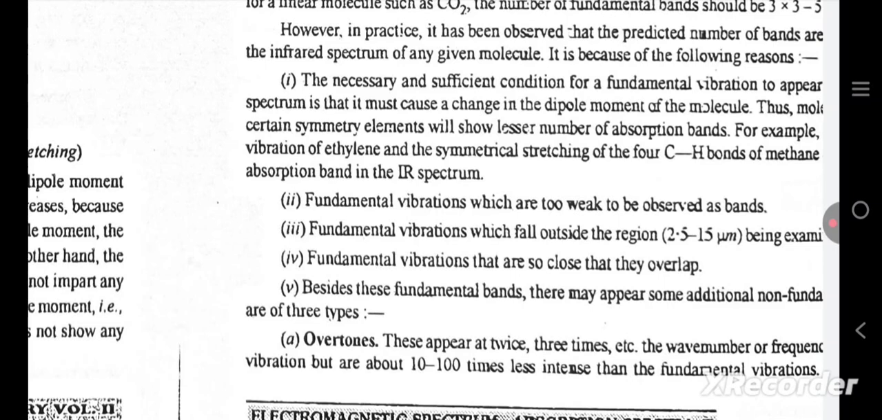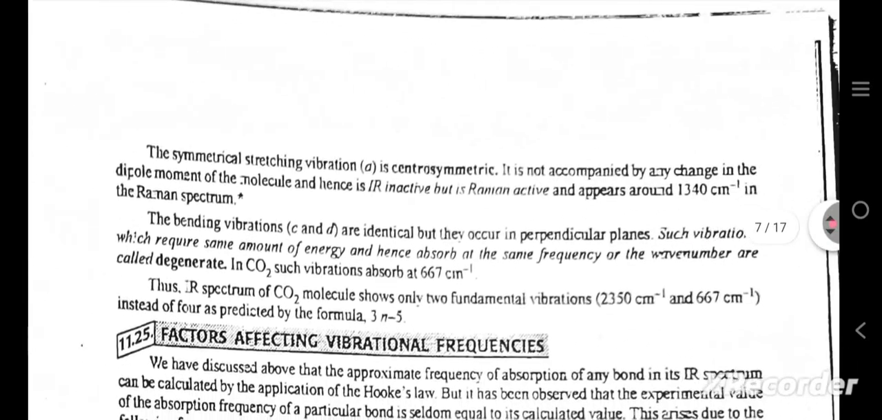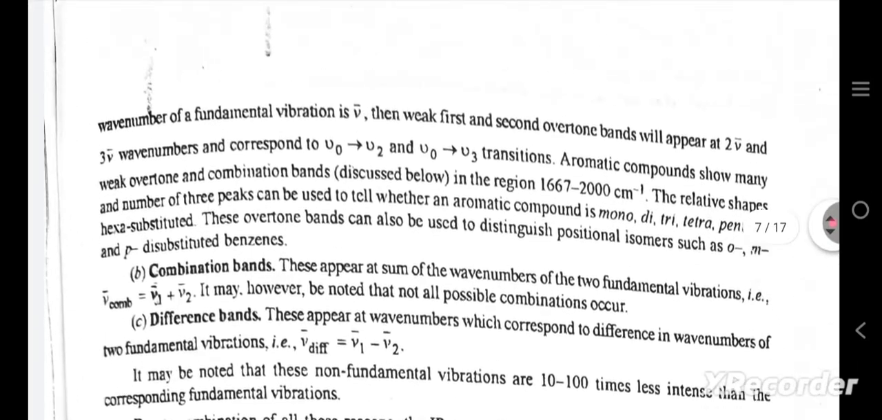Besides these fundamental bands, there may appear some additional non-fundamental bands, which are of three types. Overtones: these appear at twice, three times the wave number of the fundamental vibration but are about 10 to 100 times less intense than the fundamental vibrations. If v is the wave number of a fundamental vibration, then weak first and second overtone bands will appear at wave numbers 2v and 3v and correspond to forbidden transitions. Aromatic compounds show many weak overtone and combination bands, discussed below.